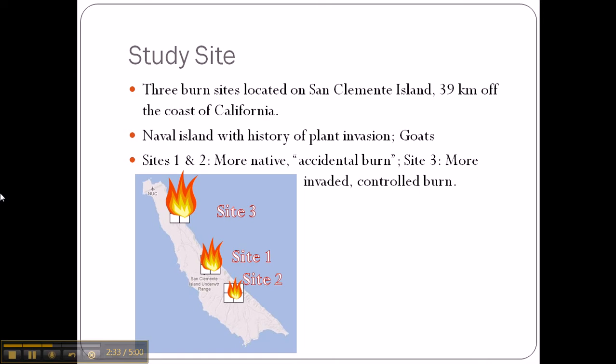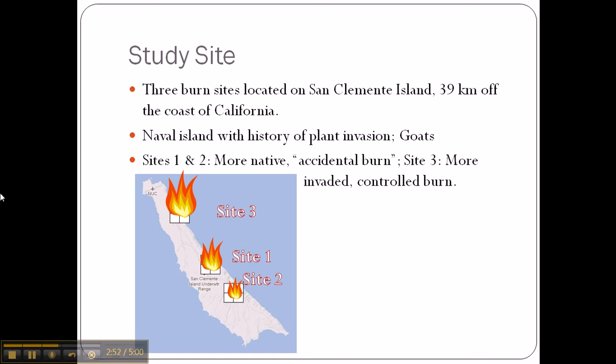On the island, we set up 3 burns, where sites 1 and 2 are the southernmost burns, and they burned as a result of an accidental burn. On these burns, we set up experimental plots, and it should be noted that these plots are more native. They have more native grasses.